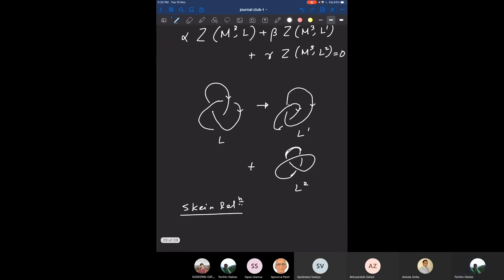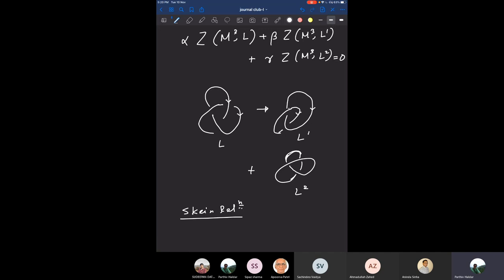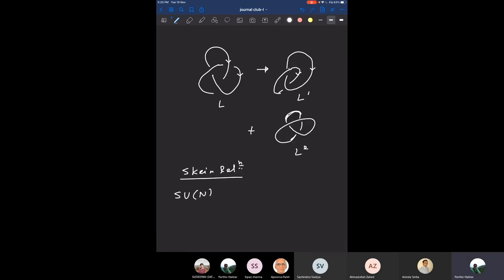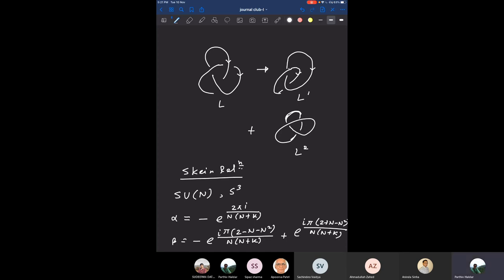And what we have actually obtained are these skein relations. Of course, we have to evaluate this alpha, beta, and gamma. So when you take SU(N) in S3, this can be valid. So these have the values alpha equal to e to the power 2 pi i, with k, and gamma equal to e to the power 2 pi i (1 minus n squared) over n plus k.